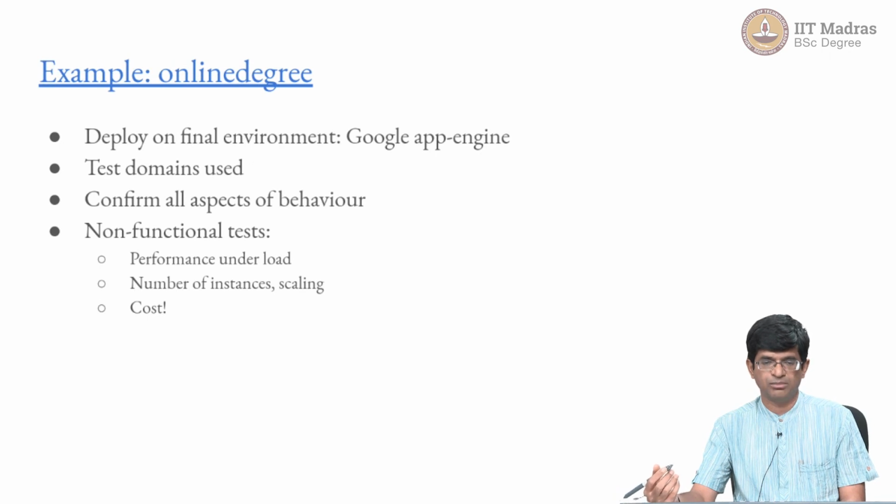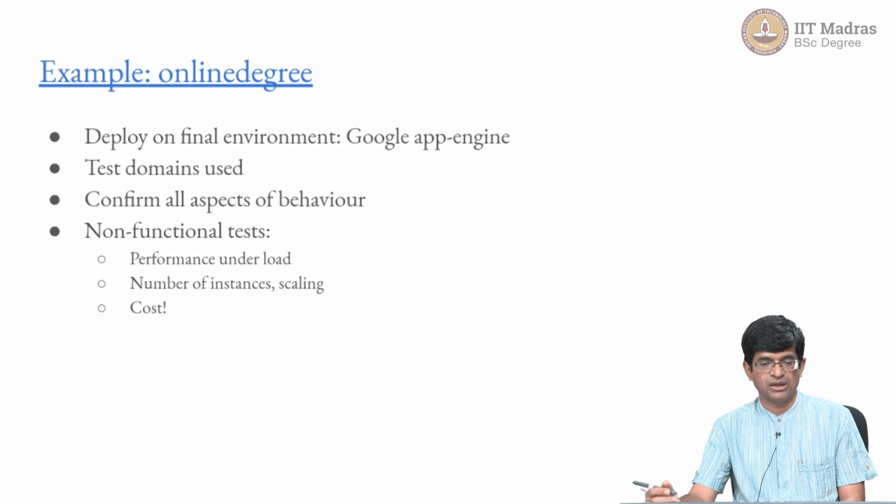So for example, in the online degree environment, the final environment where it is deployed is the Google App Engine, okay? We usually use some kind of a test domain in order to deploy it, right? And some kinds of tests are run on it, some aspects of behavior are checked over there. Some of the tests are automated, some of them have to be done manually, because as you can imagine, system level testing is not just a case of writing a bunch of automatic tests. There might be scenarios where you actually need a person to click through and check whether something works properly.